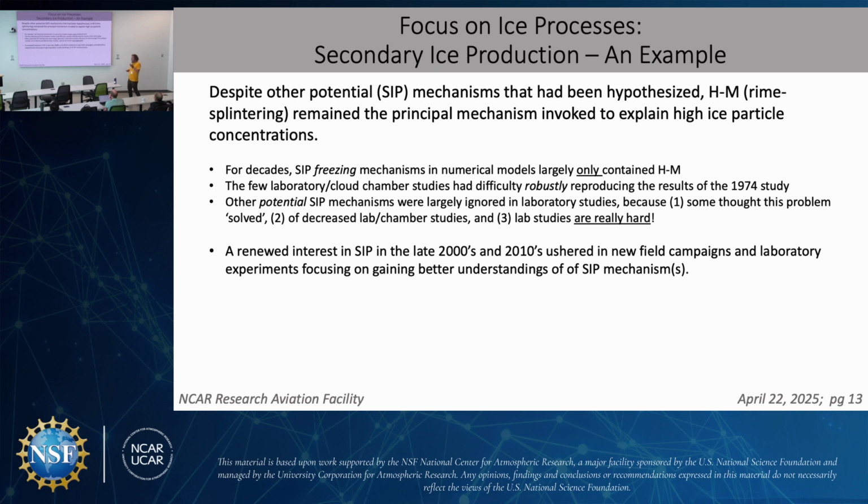And there were a few laboratory studies done through the 80s and 90s that didn't really seem to be able to robustly reproduce the Hallett-Mossop results. But it was a difficult experiment to do, right? How do you take a graupel particle and drop it through a cloud of supercooled liquid in a laboratory setting and somehow measure the rime splinters? So it was like, okay, it's working fine in numerical models.